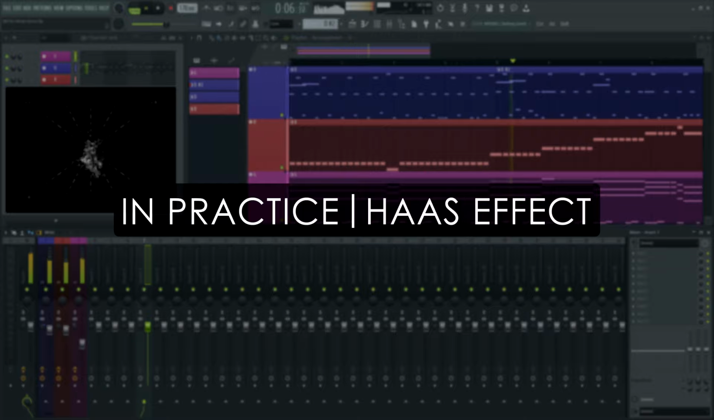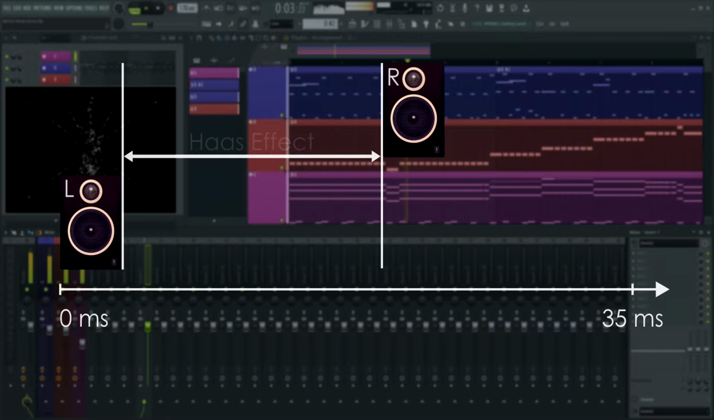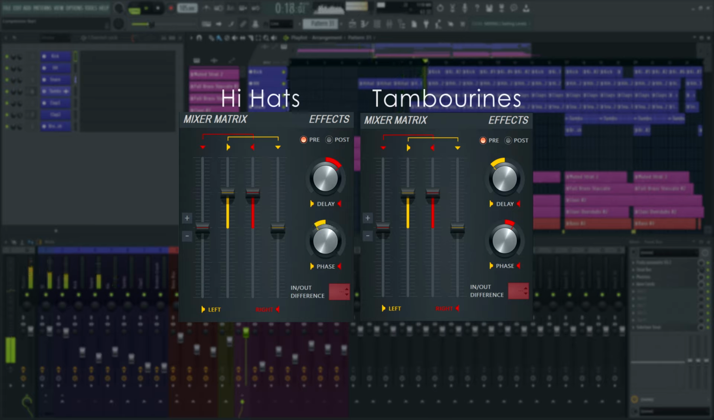Finally, Haas effect is a way to artificially create the time component of stereo localization we mentioned earlier. It's a delay between the left and right channels, making the sound come out of one speaker before it comes out of the other. Since this effect is the least mono-compatible one of all the ones we've mentioned, we've left it for last. To make a Haas effect, I'll add a Fruity Stereo Shaper to my hi-hats and tambourines and use the delay knob to dial in a little bit of artificial phase delay, adding to the panning I've already done.